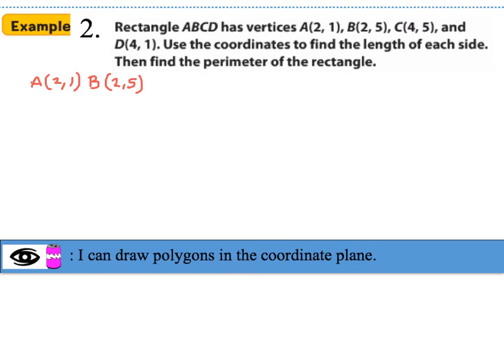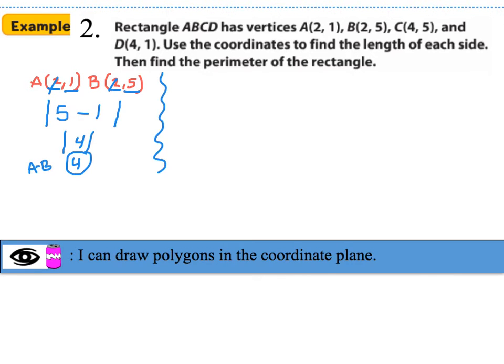So let's find the distance between point A and point B. If I'm looking at these points, the x coordinates are both the same. So I can go ahead and ignore the x coordinates, and I want to find the distance between the y coordinates. So I have one y coordinate here and another y coordinate here. So I'm going to take the absolute value and find the difference between both y coordinates. So 5 minus 1. And then I can take 5 minus 1 and take the absolute value of 5 minus 1, which is just 4. So the distance between point A to point B is 4 units.